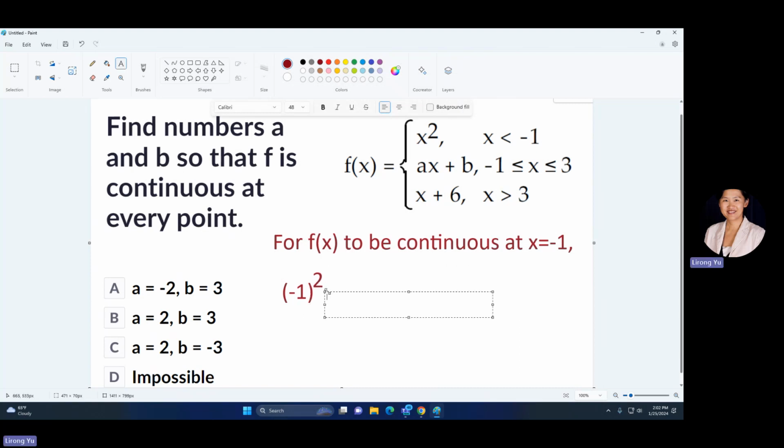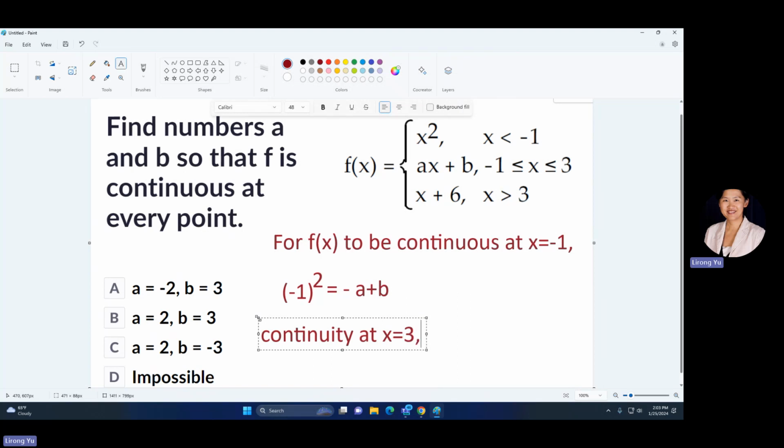And then this is a left hand limit. It has to equal the right hand limit. The right hand limit is when x is bigger than -1, and then you will use this. And you're going to plug in -1 for the limit calculation. So if you plug in -1 to ax plus b, it's -a plus b. That's the continuity at -1.